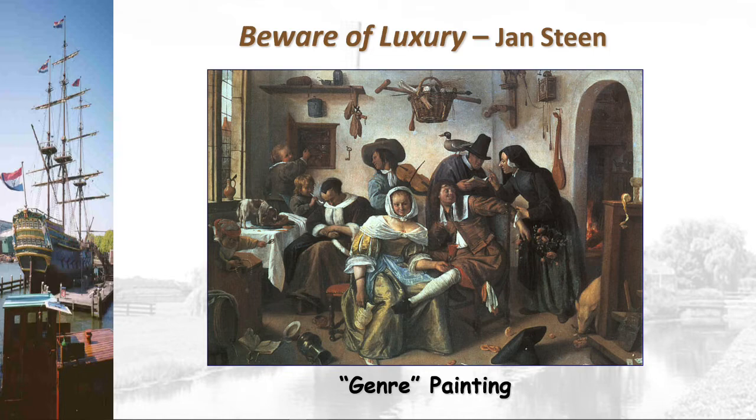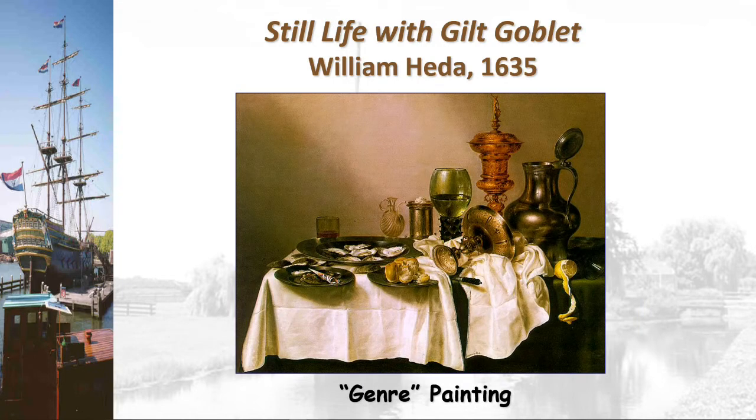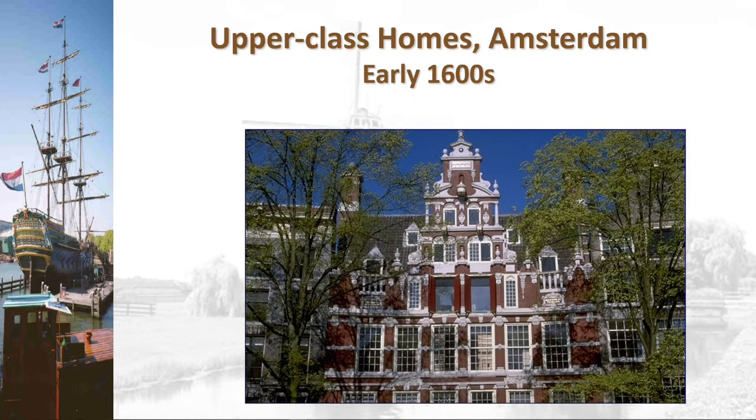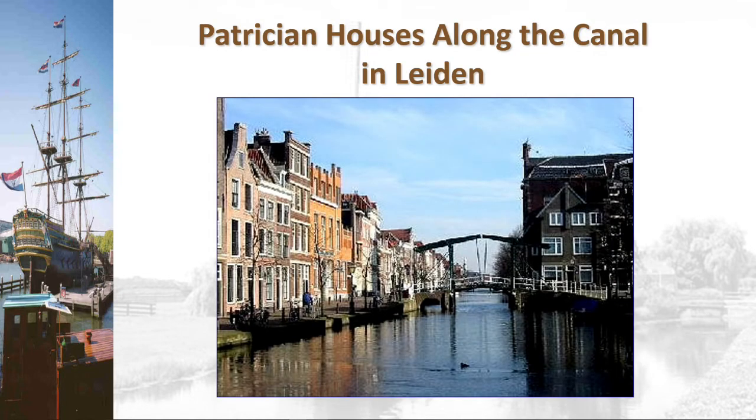Beware of Luxury by Jan Steen, which we talked about. It's a genre painting. Still Life with Gilt Goblet by William Hayda, 1635. Another genre painting, and this is a still life. Upper class homes in Amsterdam, going all the way back to the early 1600s. Patrician houses along the canal in Leiden.